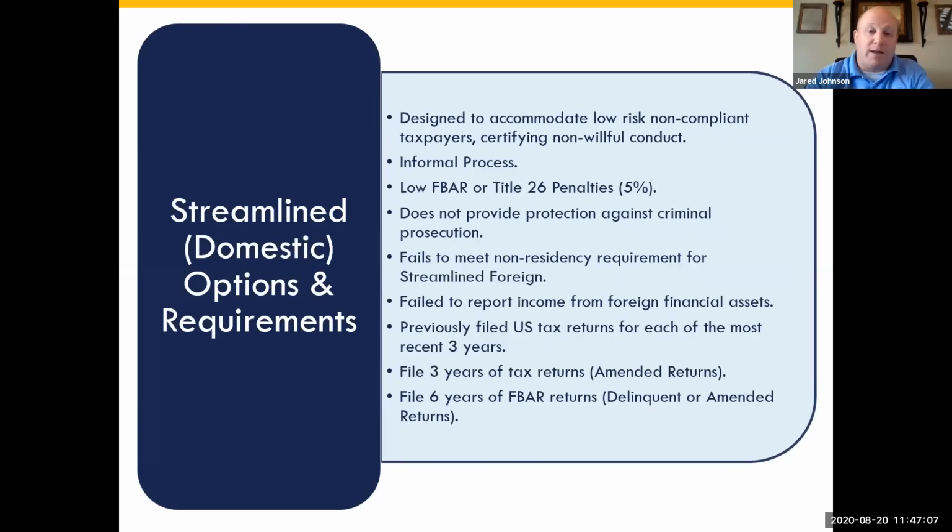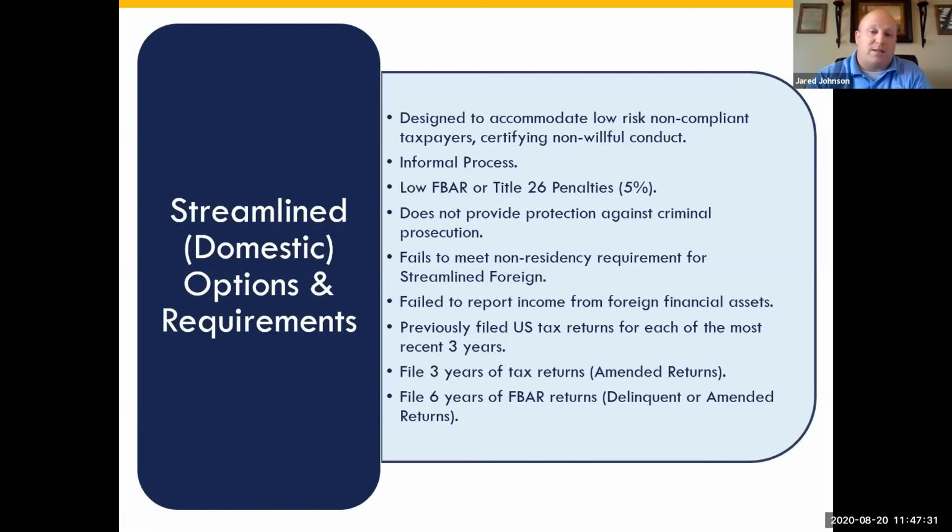So this is the Streamline Domestic. Both of these programs are not formal. You don't have to ask the IRS for approval in these programs. You just apply, you just file. But you can kind of see here, there's a 5% streamline penalty.